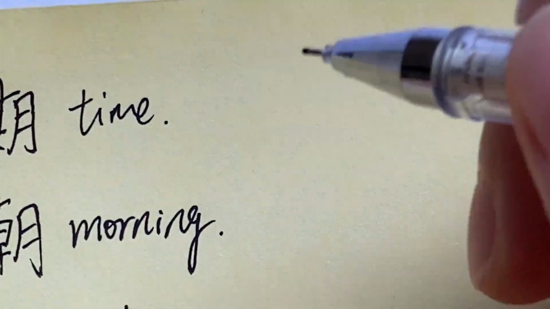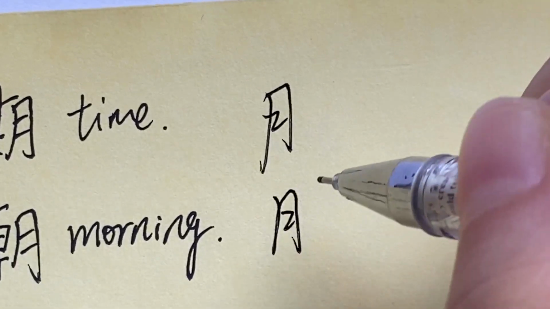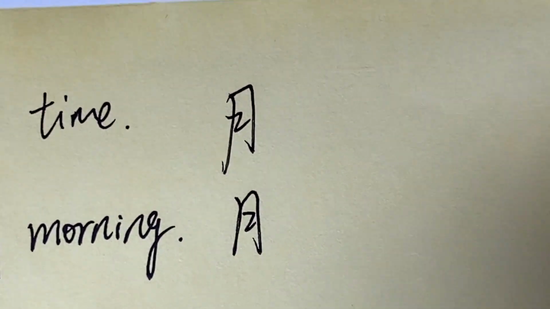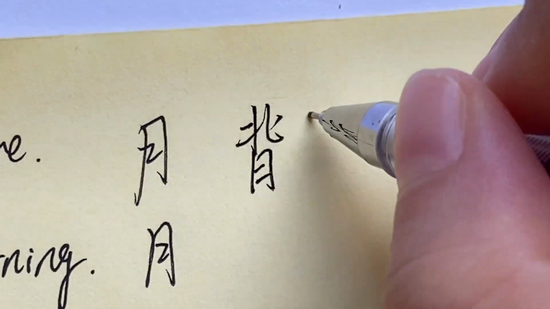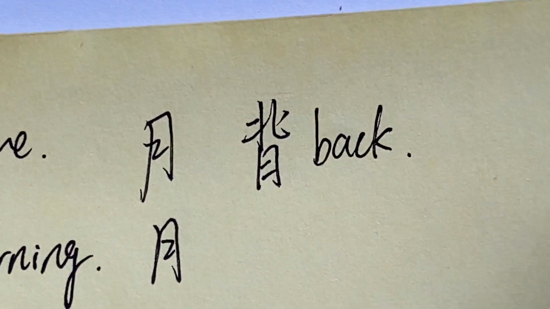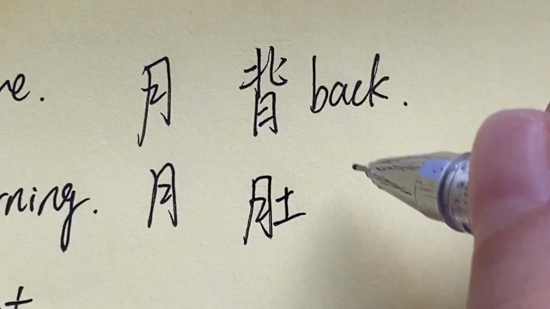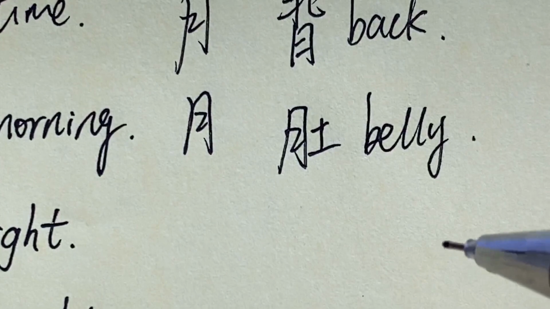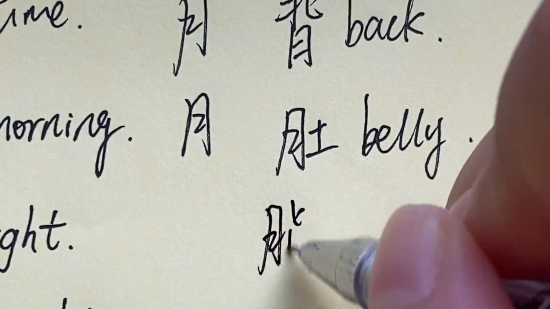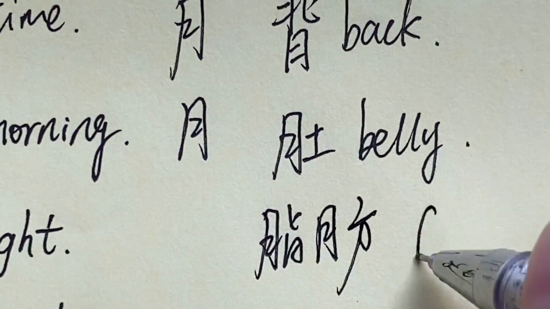When you write 月字旁 in cursive, you can write it like this. 月字旁. 背 back, 肚 belly, 脂肪 fat.